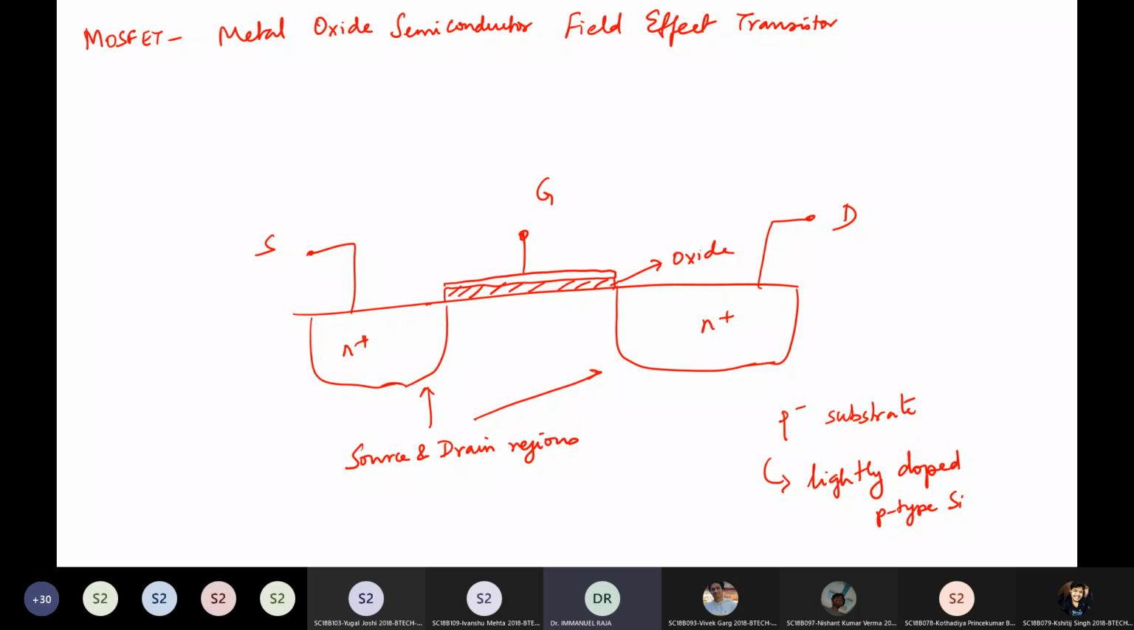Now, when we say that this is a metal, across different technology nodes people earlier used metal gates, then they started using polysilicon gates, polycrystalline silicon gates, and then they have again come back to metal gates. So different technology nodes might have different types of gate material. Some of them will have metal, some of them will have polycrystalline silicon. So let me put that polycrystalline silicon.